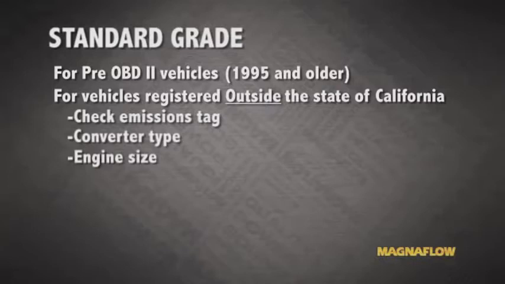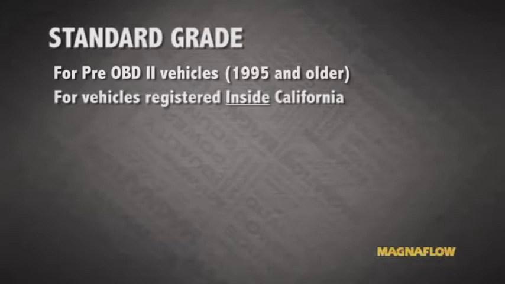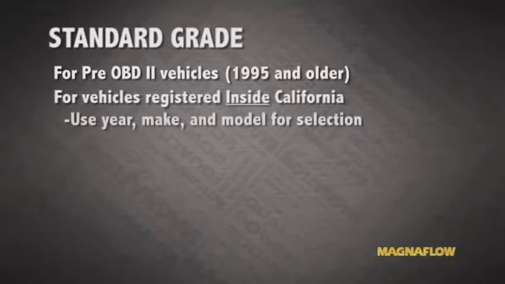In addition to that information, we can also find the engine size as well as the gross vehicle weight. Once we have all that, we can use one of our reference tools and select the right converter. For pre-OBDII vehicles registered and operated in the state of California, selecting the converter is done by application, by year, make, and model of that vehicle.